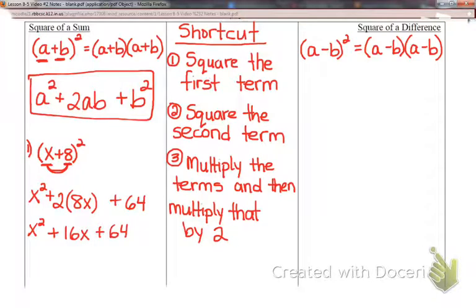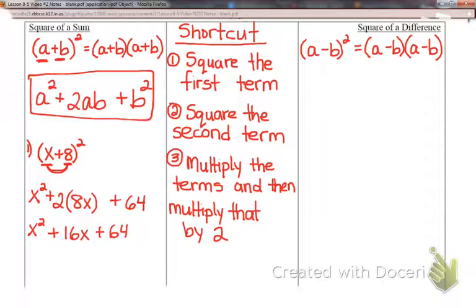Now, you would get the same thing if you FOIL. So if, at the end of this part of the lesson, you don't really like these shortcuts, or sometimes you just don't recognize them on a worksheet or on a test, you don't realize, oh, that's a square of a sum, you can always do FOIL.